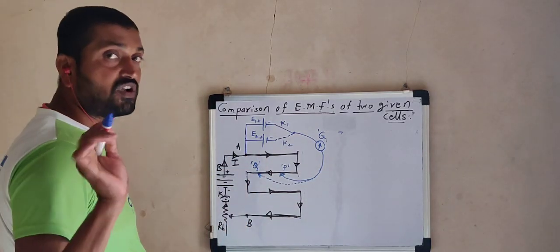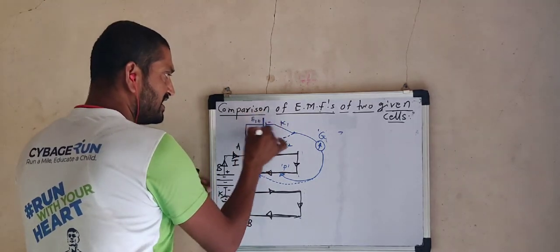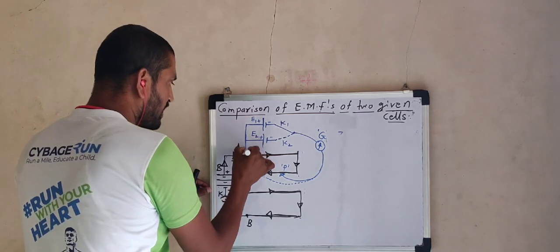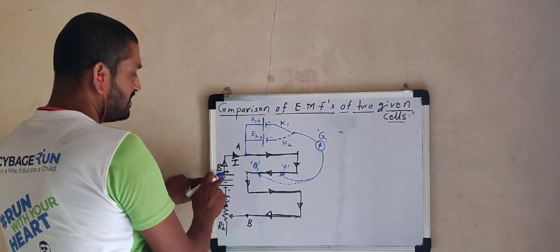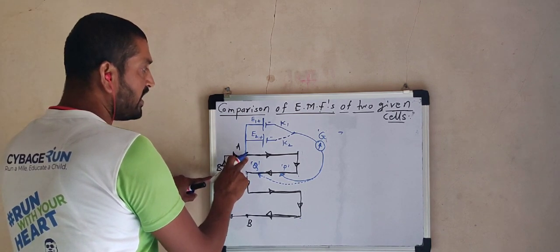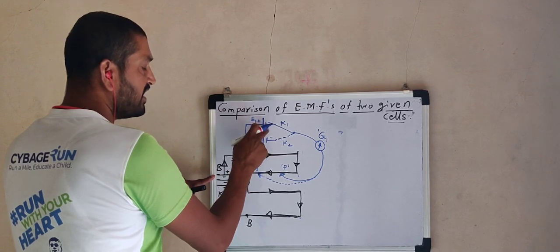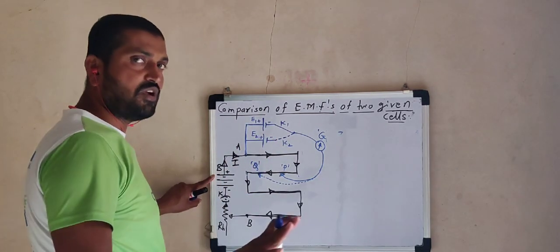Now this is a very important precaution to be taken. The positive terminal of the given cell, this is a given cell of EMF E1, must be connected to that point to which the positive terminal of the main battery is connected. See here, this is the main battery whose positive terminal is connected to A. So to the same point, the positive terminal of this cell must be connected. This precaution is a must while performing the experiment, otherwise the balance point will not be obtained.